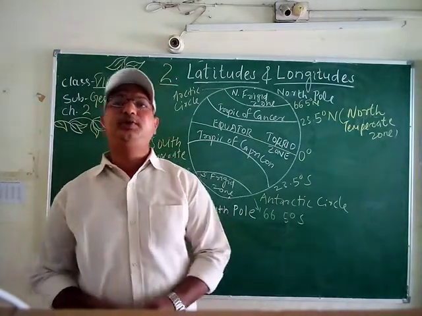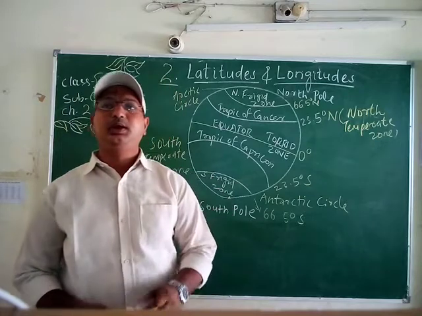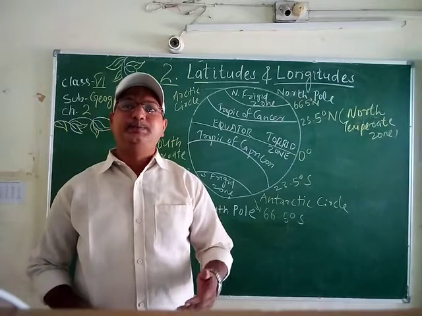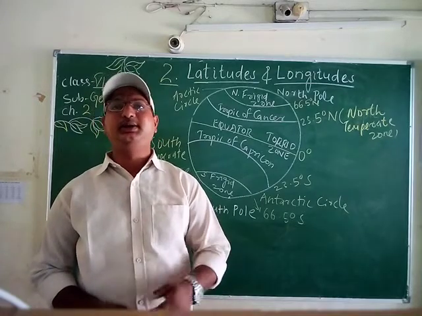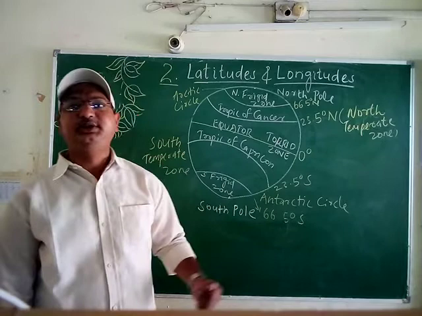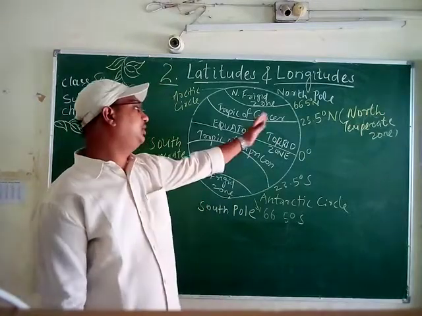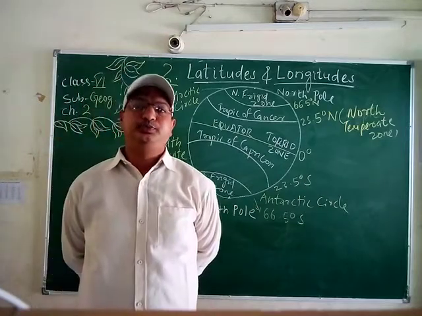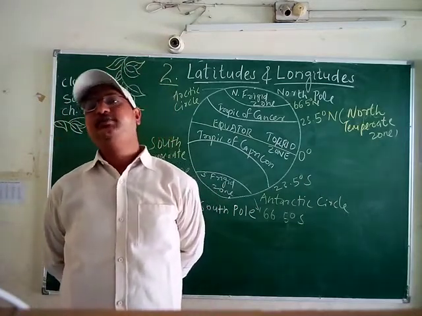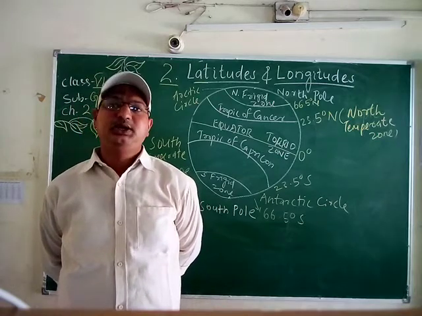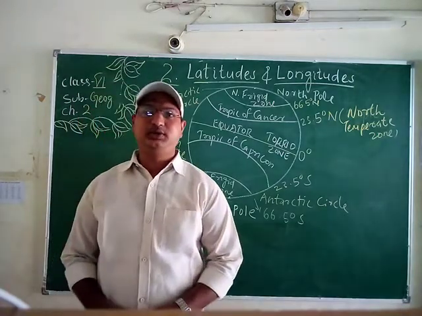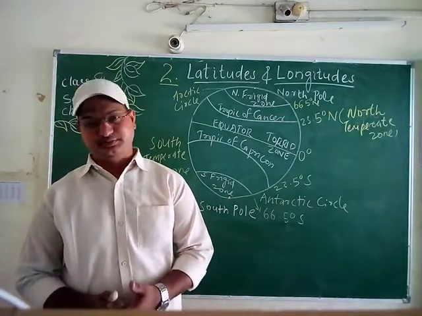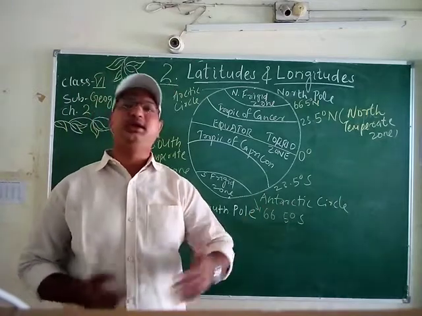The region between the Tropic of Cancer and the Arctic Circle, to the north of the equator, is the North Temperate Zone. Then the region between the Tropic of Capricorn and the Antarctic Circle, to the south of the equator, is the South Temperate Zone. The upper one is the North Temperate Zone and the lower one is the South Temperate Zone. Students, since the midday sun never shines overhead in any latitudes beyond the Tropic of Cancer and Tropic of Capricorn, these areas have moderate temperature, meaning neither very hot nor very cold.